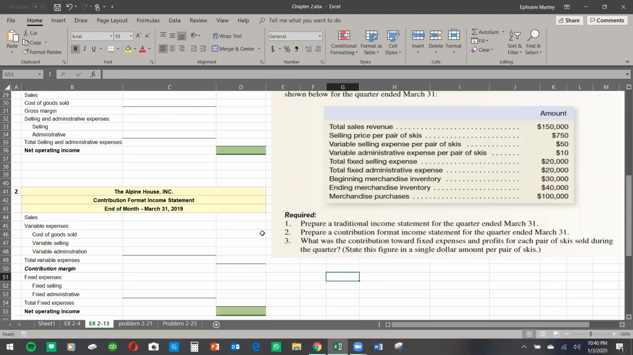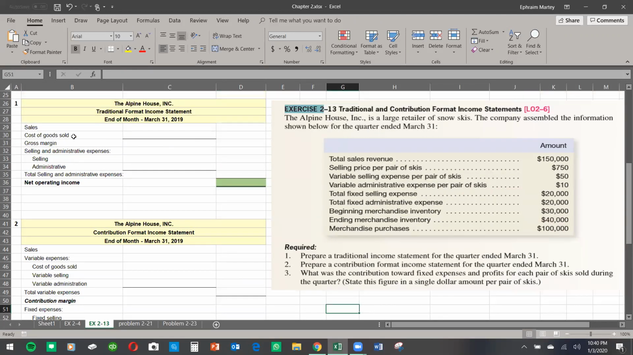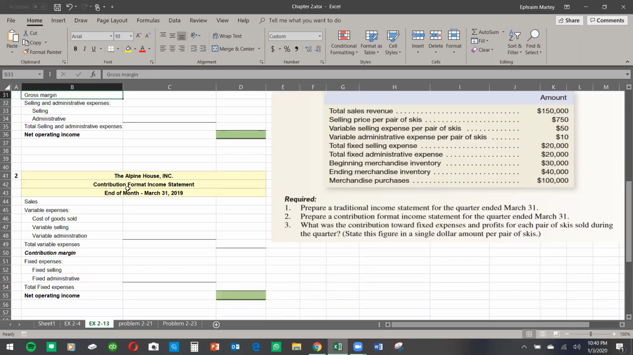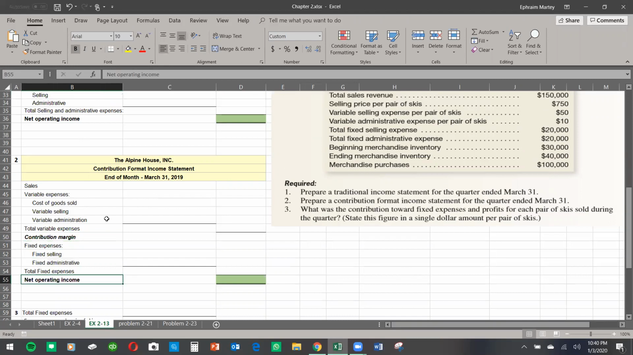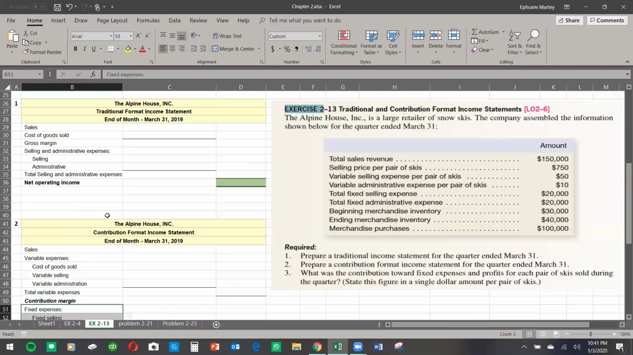It takes the sales minus the cost of goods sold, which will give you the gross margin. When it comes to contribution format, subtract all variable costs from the sales to give you the contribution margin. And then after that, subtract all fixed costs to give you net operating income. So the only difference is in contribution format, you separate all variable costs from all fixed costs.